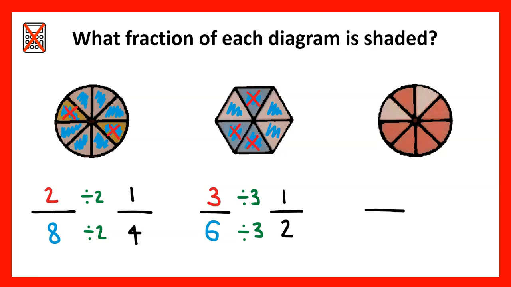For the last question, we have a diagram that's been split into 8 equal parts, and 6 of those have been shaded. 6 and 8 both have a common factor of 2, meaning our simplified fraction would be 3 over 4, or 3/4. It's important to remember that questions won't always tell you to simplify, but it's something that we must remember to always do.